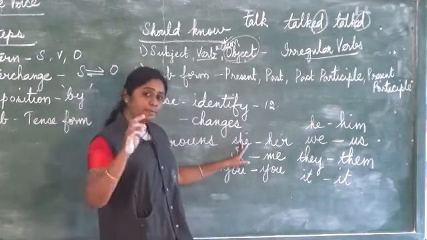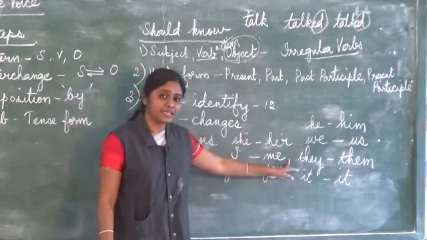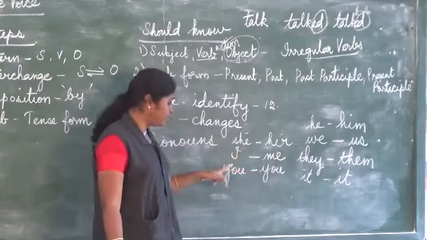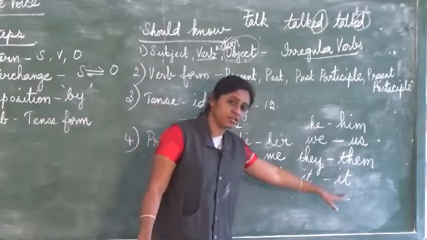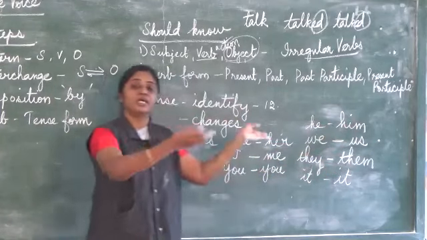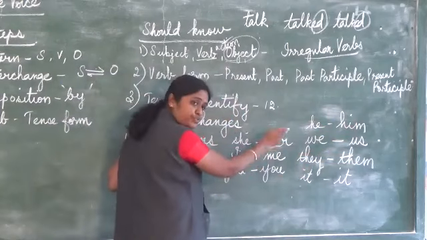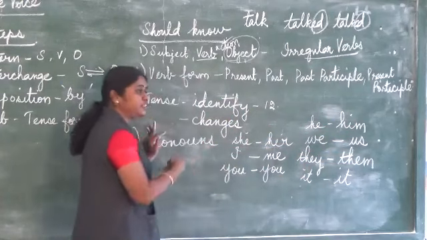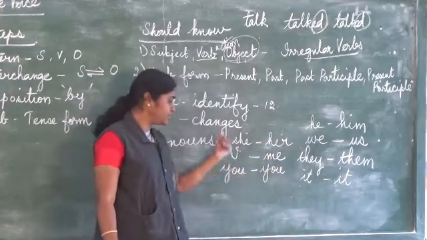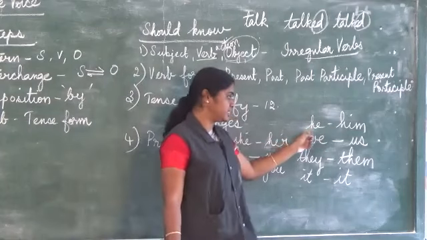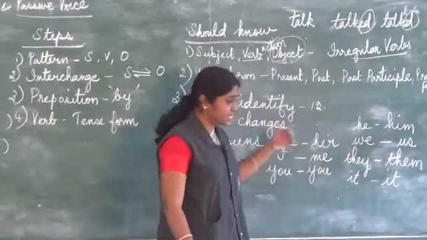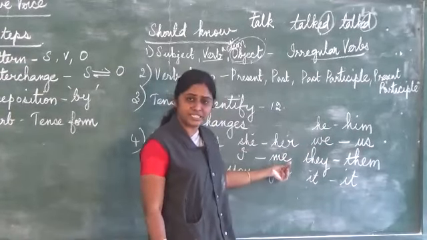So if you have she in active voice, when you change it into passive form, it becomes her. Active voice I becomes me in passive form. You is you only. Similarly, it is it only. But they becomes them, we becomes us, and he becomes him. Vice versa, in passive voice, if you have the pronoun her, when you reverse it into active form, you should change it into she. In the same way, if you have me, you should reverse it into I. Him means he, us means we, them means they. Clear?